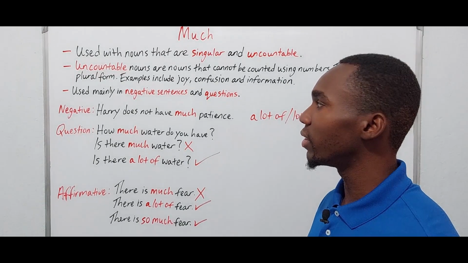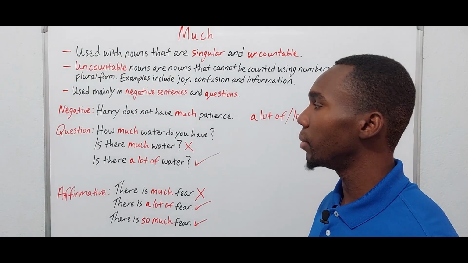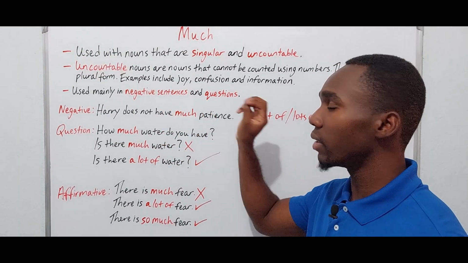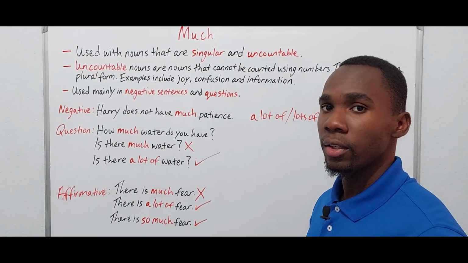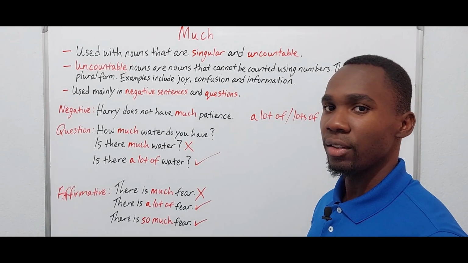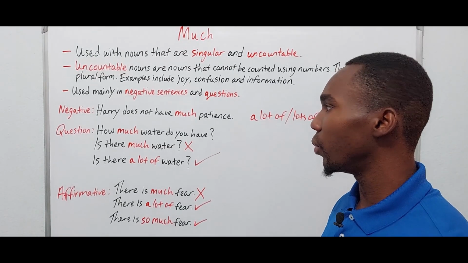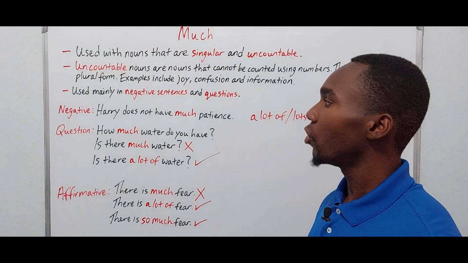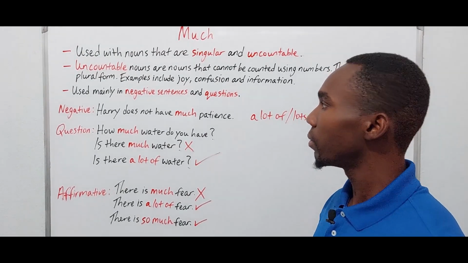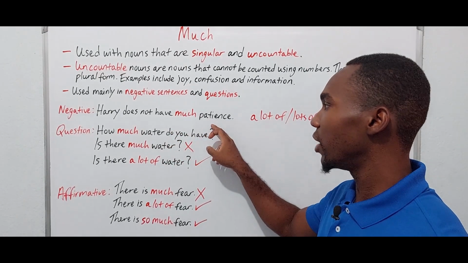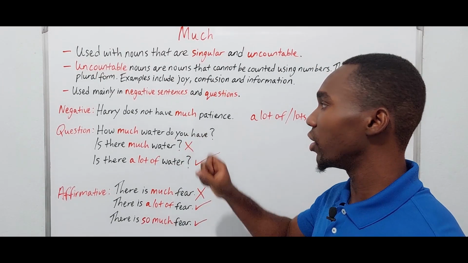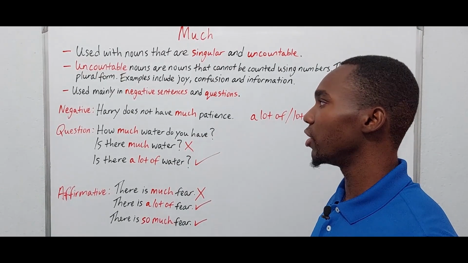So when it comes to the sentences in which much is used, much is going to mainly be used in negative sentences and with questions, right? We don't really use much in the affirmative, and we'll see why shortly, right? So let's start with a negative sentence. So, Harry does not have much patience. Much. Patience is singular and it's uncountable, so we use much here. Harry does not have much patience.